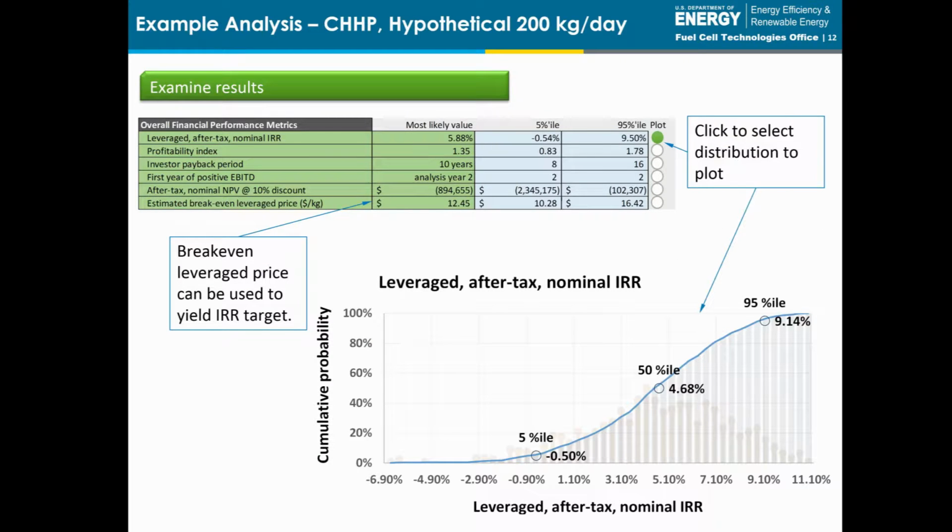So once you've done this, you can run the model. You only need to run the model if the model is running uncertainty parameters.